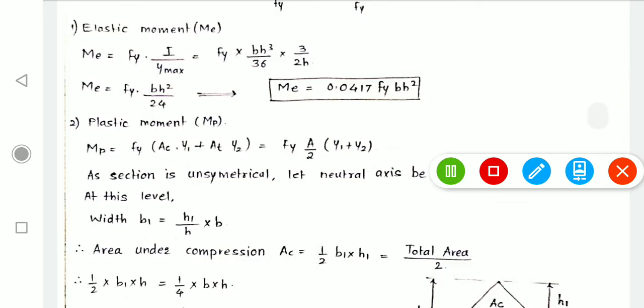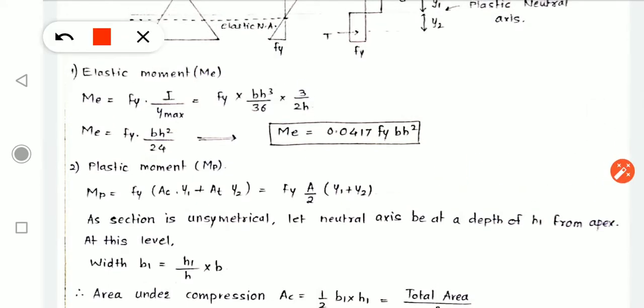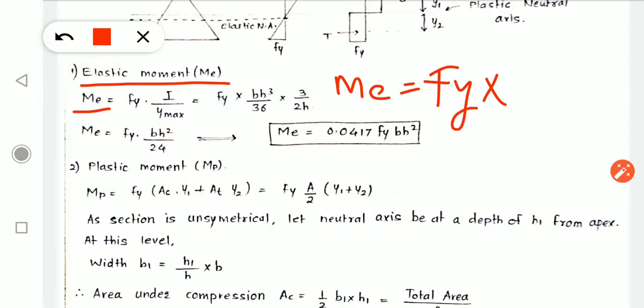The first step is to calculate the elastic moment. How to calculate ME? The formula remains the same whether the section is symmetrical or unsymmetrical. So even though this triangle shape is unsymmetrical, the formula for ME remains the same, which is Fy into I by Y max. Okay, Fy into I by Y max.